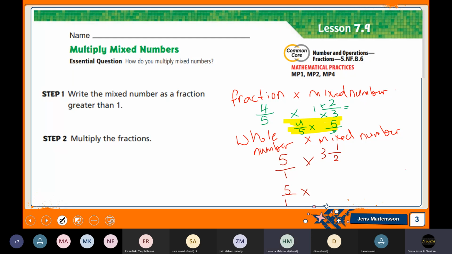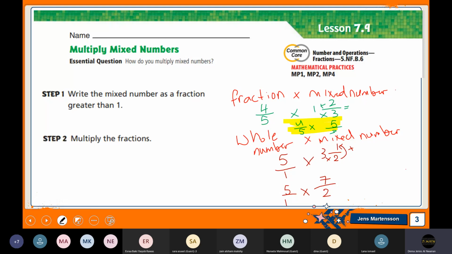We multiply 2 by 3, 3 by 2, plus 1. Good job. 3 times 2 is 6, plus 1, that's 7 over 2. So now I rewrite the whole number as a fraction, 5 over 1, and the mixed number as a fraction, 7 over 2.